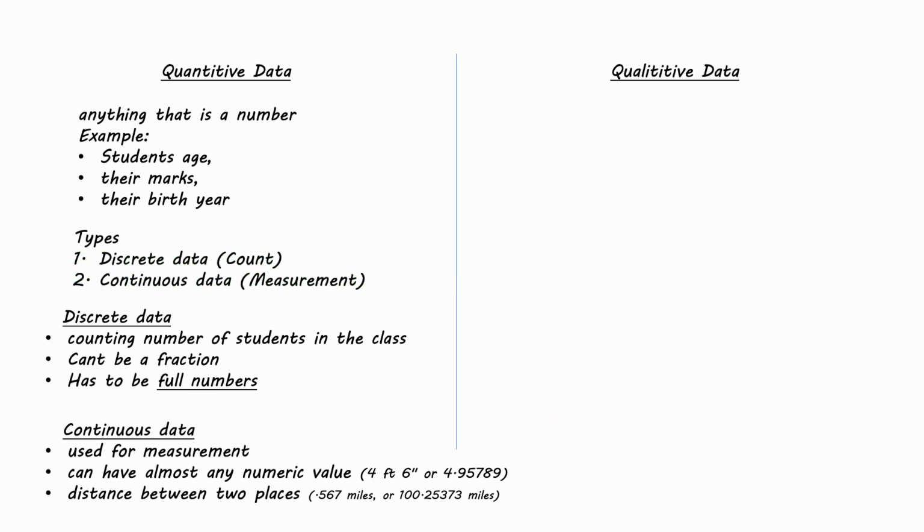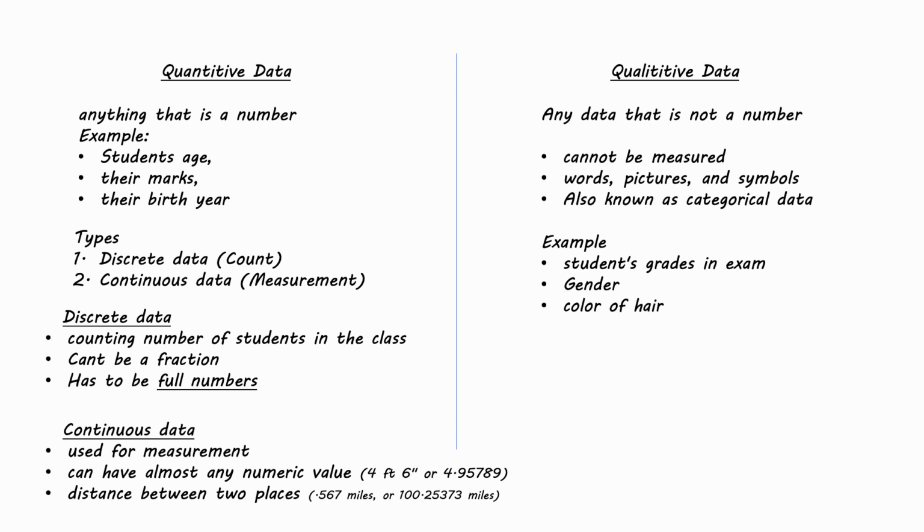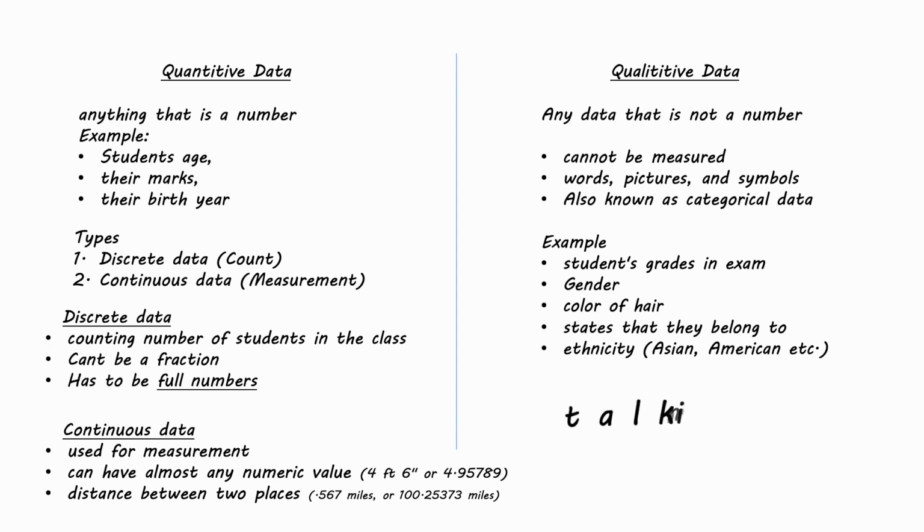Now let's talk about qualitative data. Any data that is not a number is qualitative data. It is actually something that cannot be measured. It mainly consists of words, pictures, symbols, but not numbers. It is also known as categorical data. Why? Because it only gives a category of a particular object or a person. It can be students' grades in exams, their gender, the color of their hair, the states that they belong to, or maybe their ethnicity. What it is doing here is talking about a quality of the object or of a person. That is why it is called qualitative data.